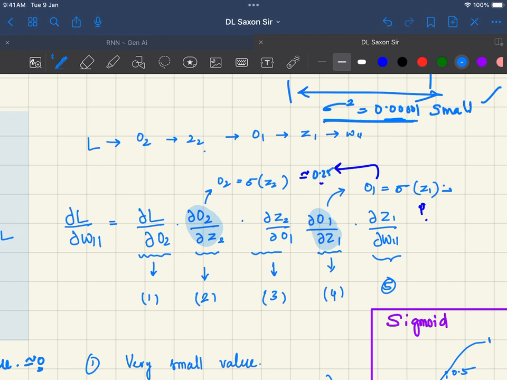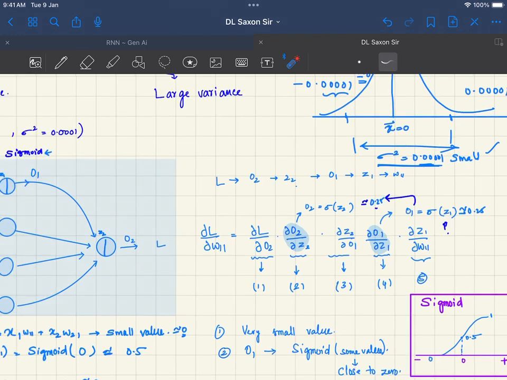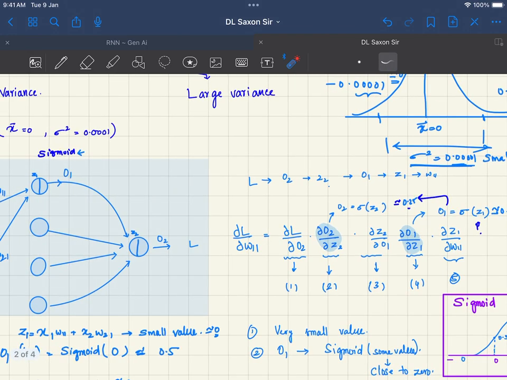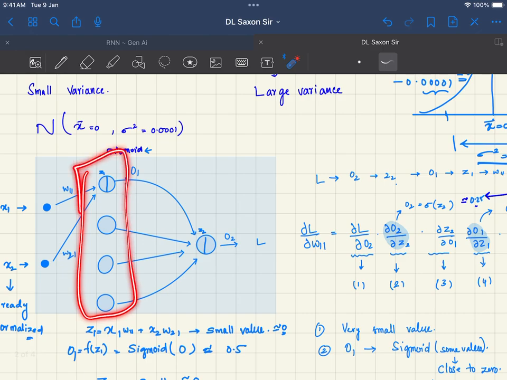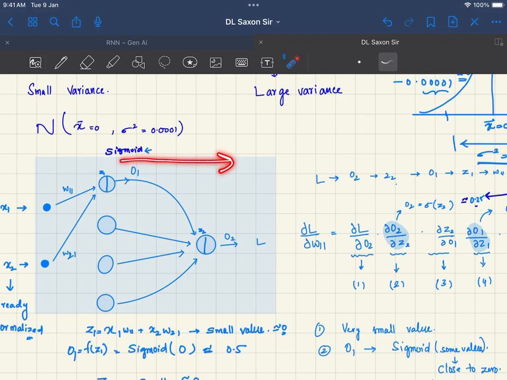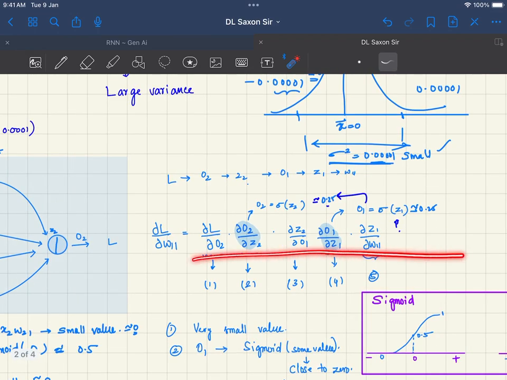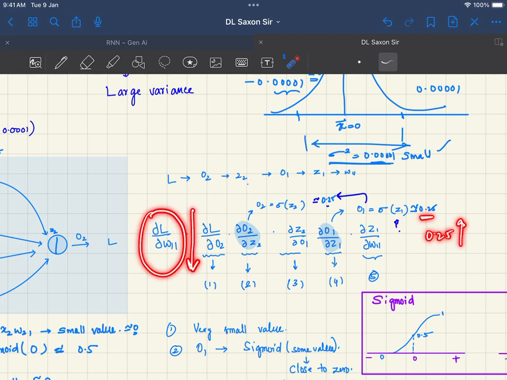This value is going to be close to 0.25. Already these values are small, and you are multiplying with a fractional value, so it is going to be very small. Imagine this is a small simple neural network which only has one hidden layer. As we go on increasing the number of hidden layers, this chain is going to be so long, and the number of 0.5 terms will also increase. And what will happen? This gradient is going to become extremely small.